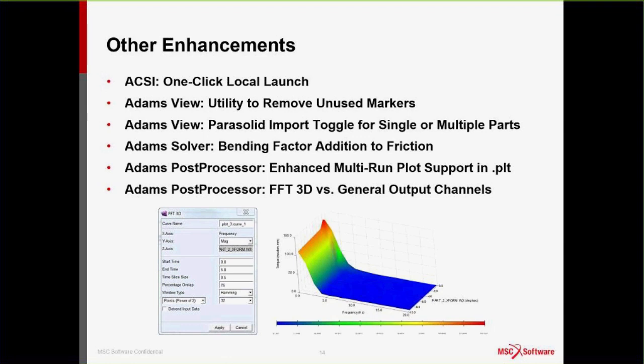Also in the post-processor, the 3D FFT now has the ability to be plotted against general output channels. This is an extension so we can support plots whereby the second independent axis, the z-axis, is an output channel other than time. Previously, these types of plots could only be made against time slices in that z-axis. Now, any result set component can be selected, which is particularly useful for plotting against the rotational velocity of an object in the model, which is typical for rotating machinery applications.